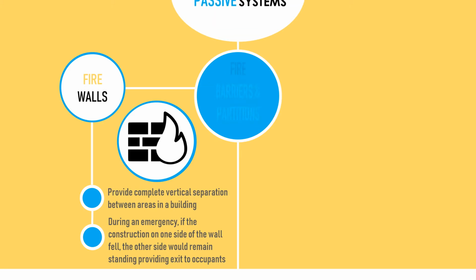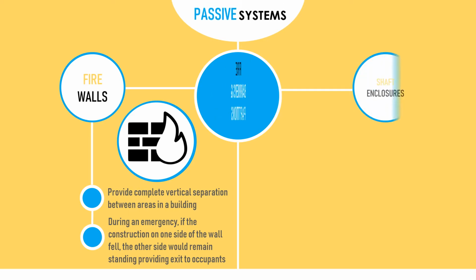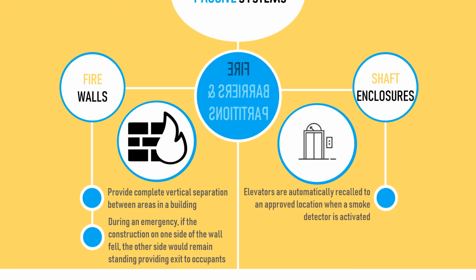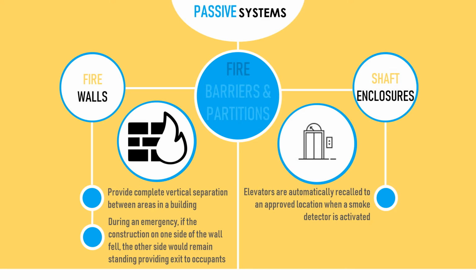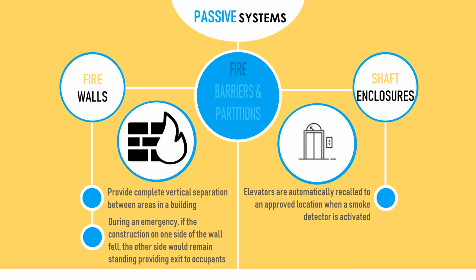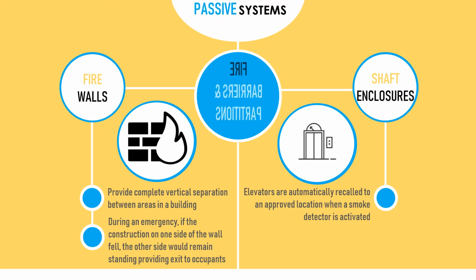The second example of fire barriers and partitions is shaft enclosures. In this case, we are going to talk about elevators. Elevators are automatically recalled to an approved location when a smoke detector is activated. They are created by fire barriers. They are tied to a smoke detector. They have their own standby power as well as specific venting.